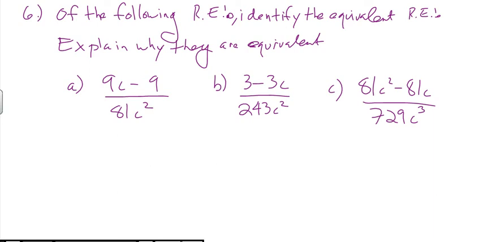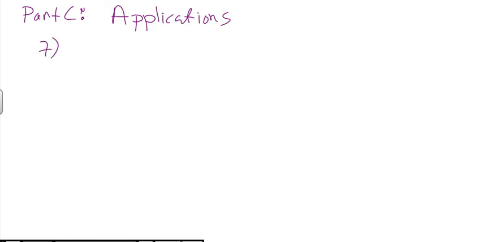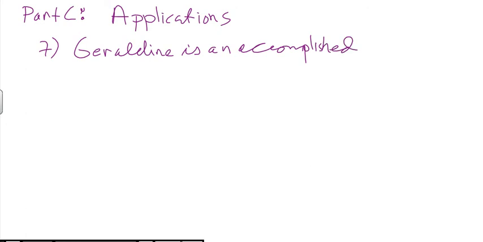Okay, last thing. Applications. And that's part C. Josephine. Oh, let's change the name. How about Geraldine? Is an accomplished long-distance runner on her school track team.